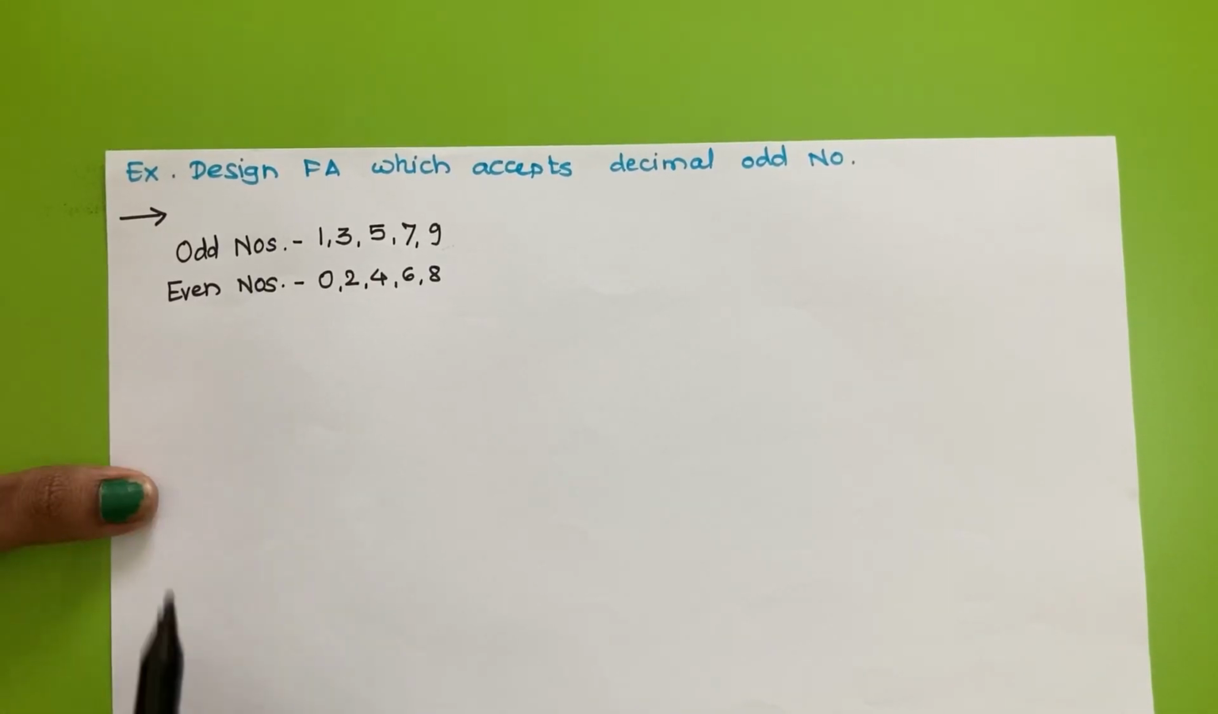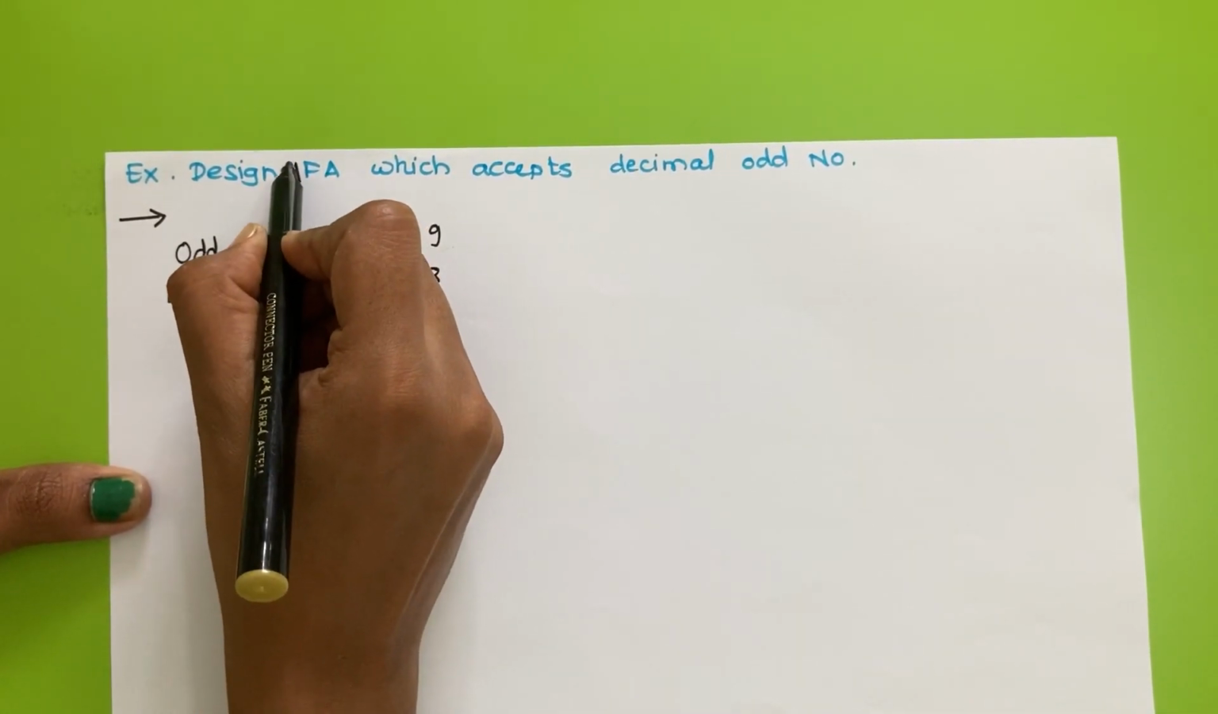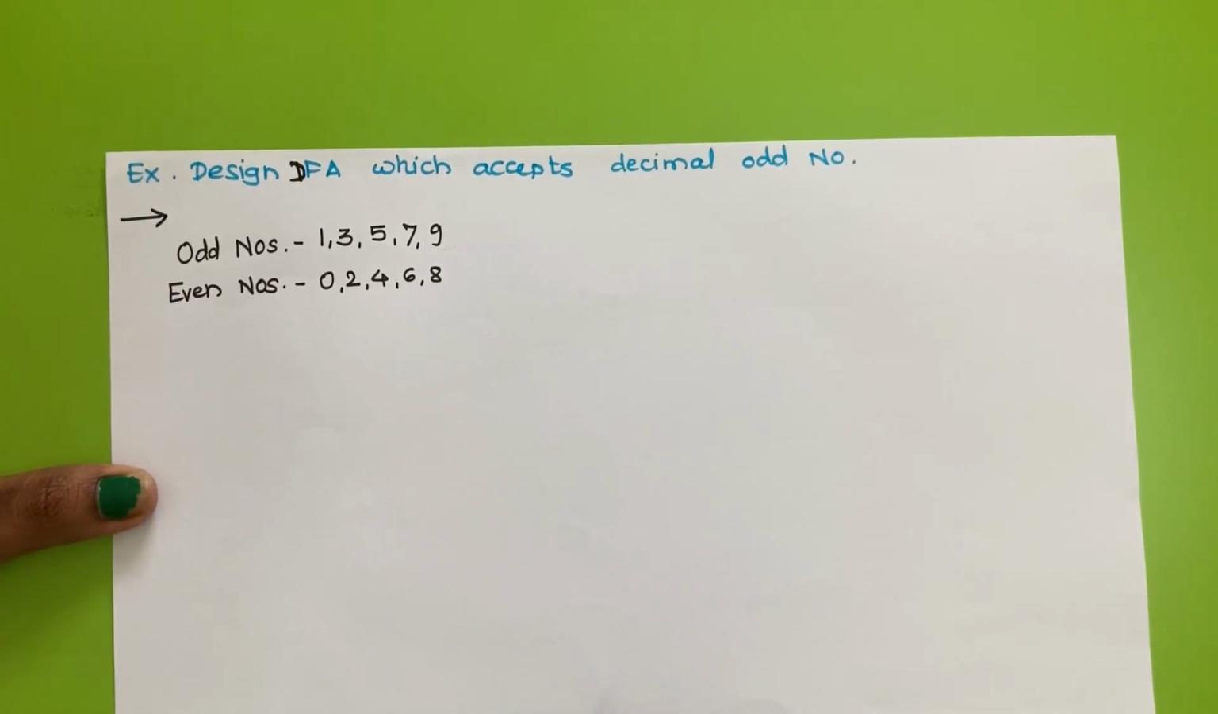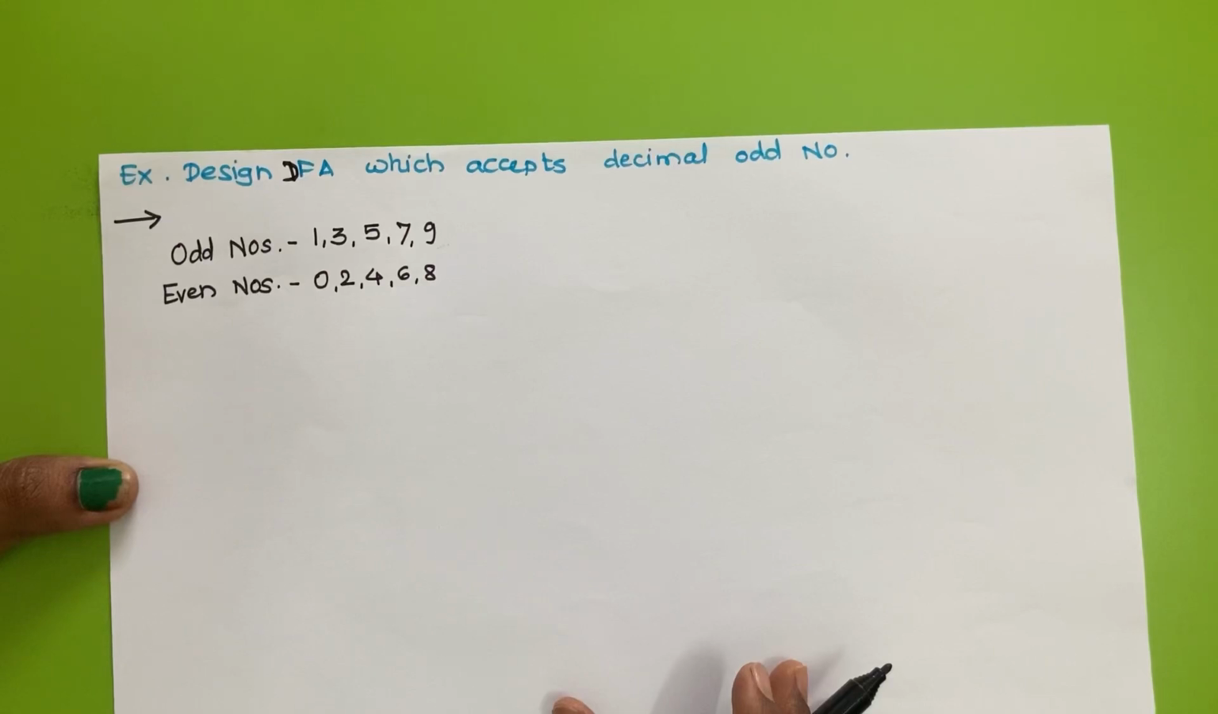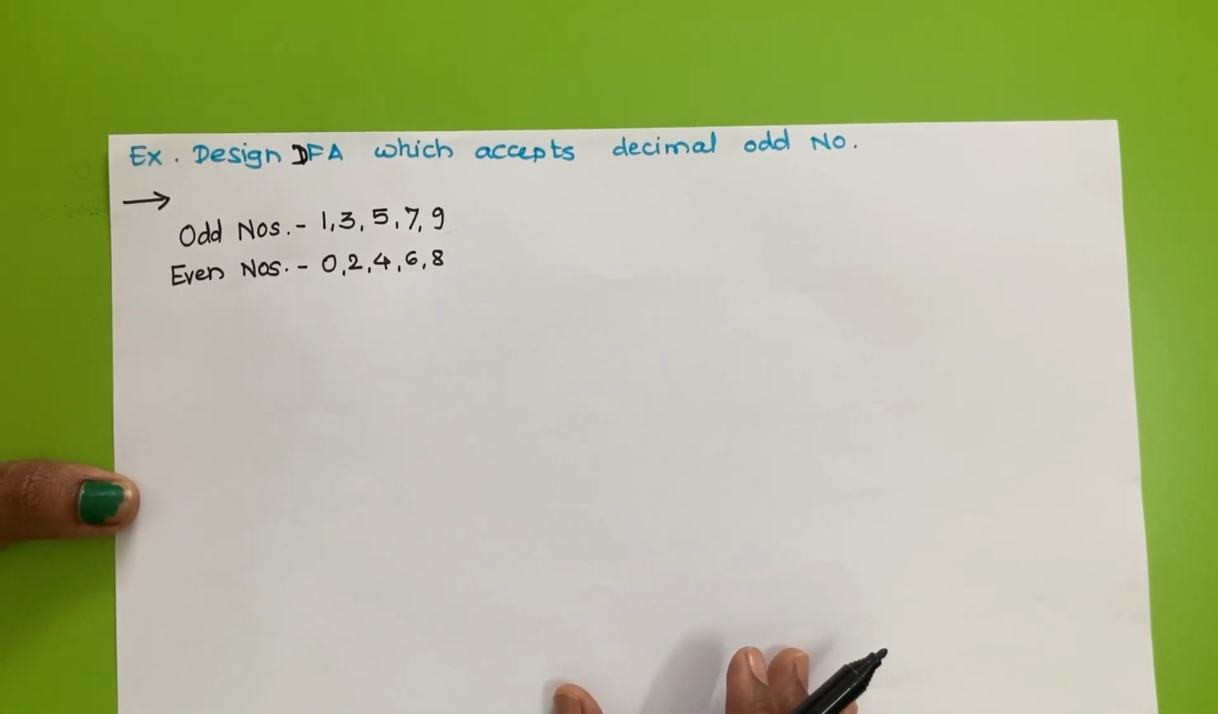Now the next example is we have to design a DFA which accepts decimal odd numbers. We have seen previously we had accepted binary odd numbers. Okay, here is the case where we have to accept decimal odd numbers.